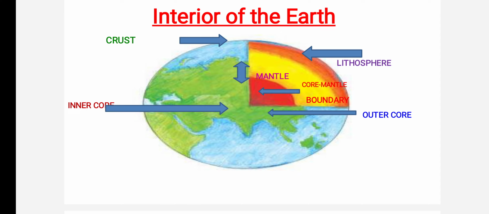The uppermost or the topmost layer of the earth is called the crust. I repeat, the topmost layer of the earth is called crust. Next to it, we have the mantle. And the innermost part of the earth is the core. In this core, again, you have two divisions: inner core and outer core. The inner core is solid, whereas the outer core is liquid. So these three layers of the earth comprise the lithosphere.